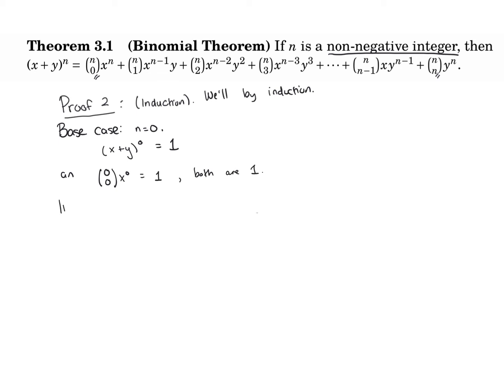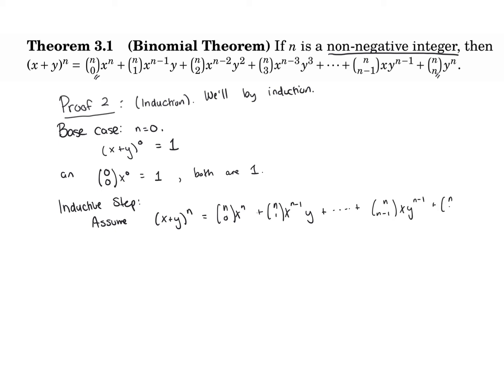Okay, so let's try our inductive step here. I'm going to assume, for my inductive step, that x plus y to the n is equal to n choose 0, x to the n, plus n choose 1, x to the n minus 1, y, plus all the way down to n choose n minus 1, x, y to the n minus 1, plus n choose n, y to the n. Okay, so that's my inductive hypothesis.